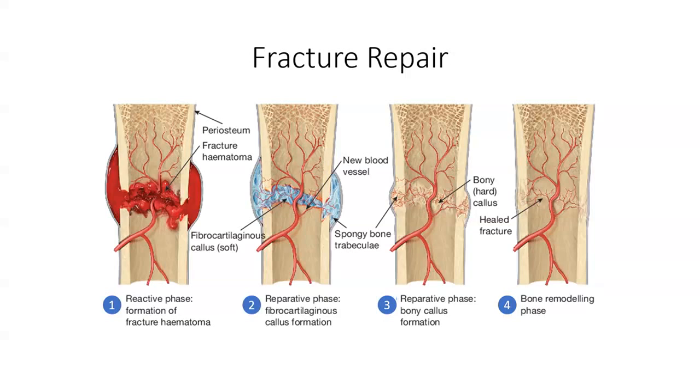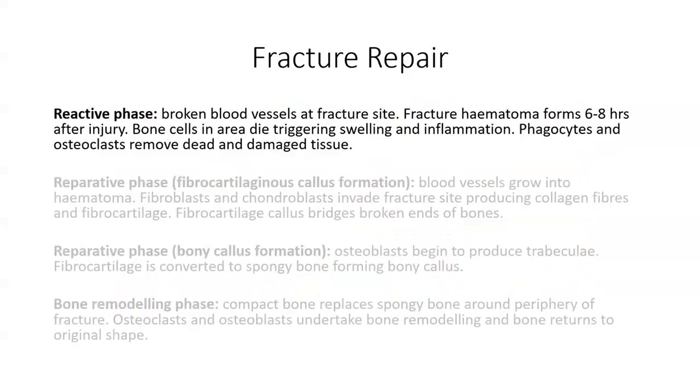The final phase is the bone remodeling phase. In this phase, dead fragments of the original bone are gradually reabsorbed by the osteoclasts. Compact bone replaces spongy bone at the periphery, or the outside, of the fracture. And bone remodeling will occur to return the bone to its original shape. So those are the phases in text for you.